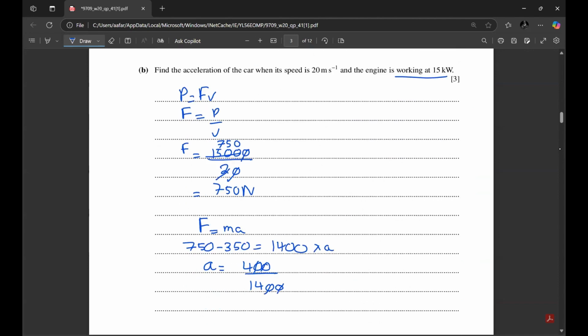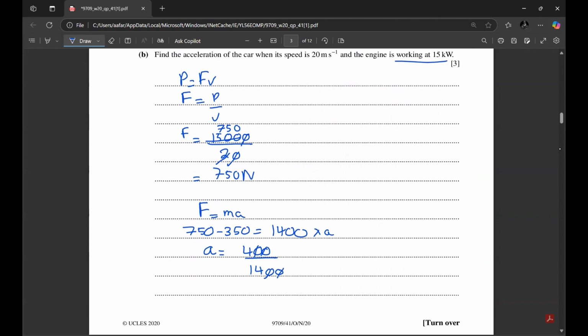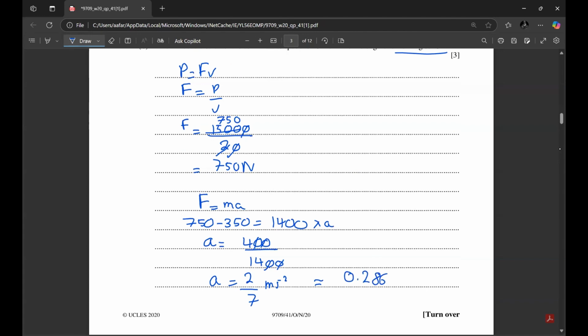So it is 0.2 over 7 meters per second square. Or you can write it as 0.286, estimated to three significant figures.